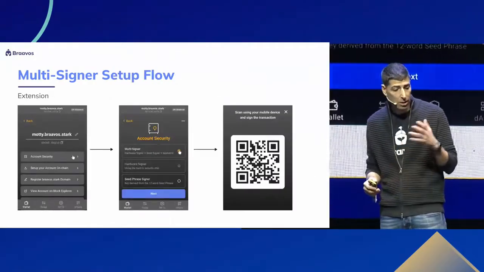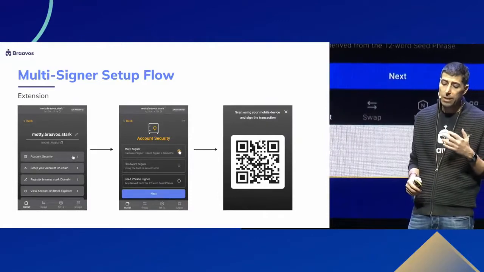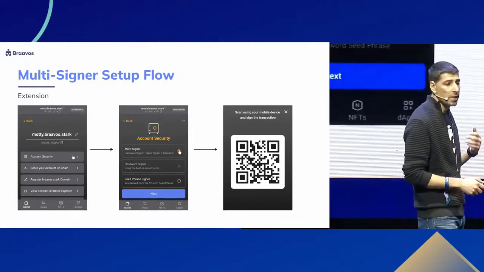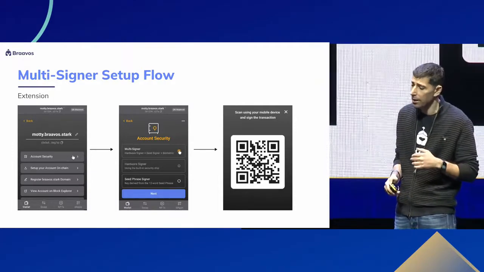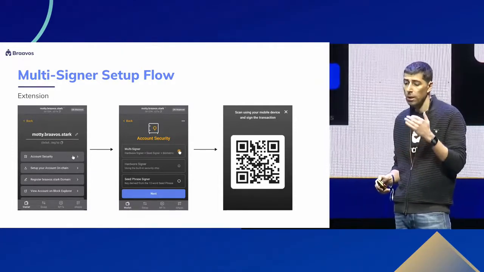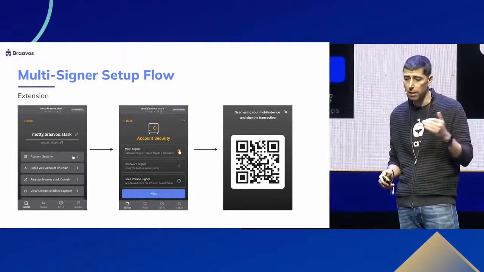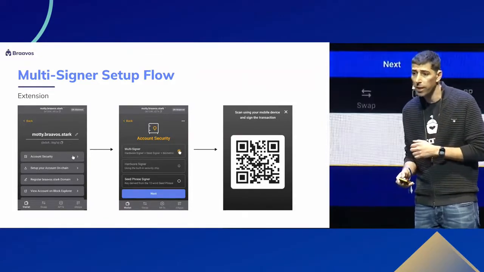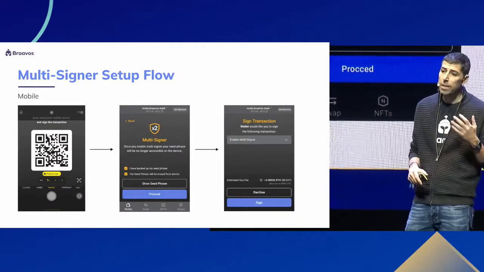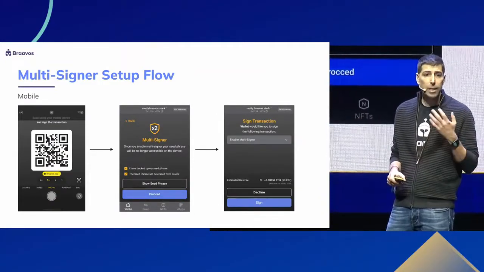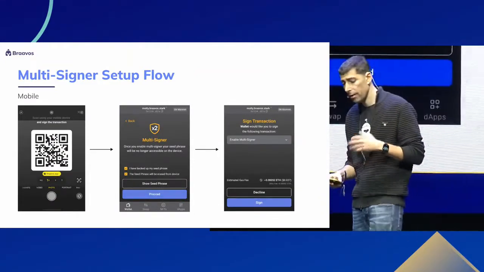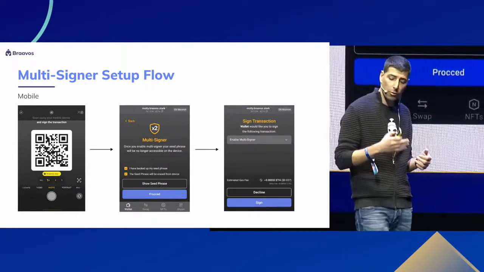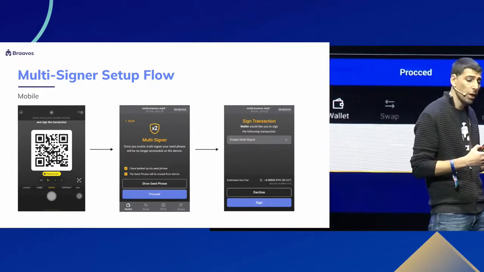So just a bit about the flow. Basically, it's very easy to set a multi-signer. The user selects the level of protection that they want. If they want a multi-signer, let's say that they select that in the extension, they get a QR code to scan. Open the mobile, scan the QR code, verify that they understand that they have their seed phrase and they need to back it up, and confirm the transaction, sign it, and send it on-chain.